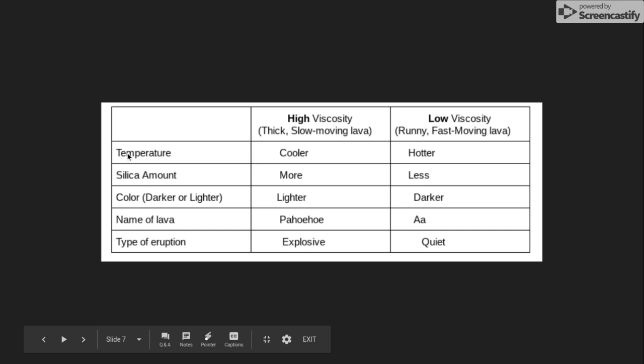Then you have your silica amount. So you have more silica in high viscosity and less silica in low viscosity. The color is lighter in high viscosity. The color is darker in low viscosity. So the name of the lava is Pahoehoe. I have no idea how to pronounce that. Pahoehoe is for thick viscosity, and is low viscosity.